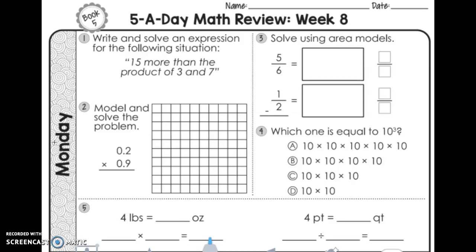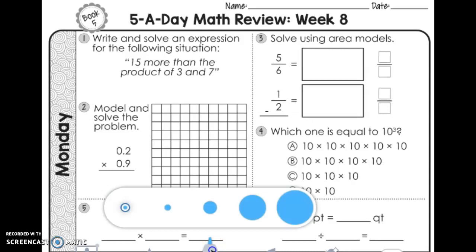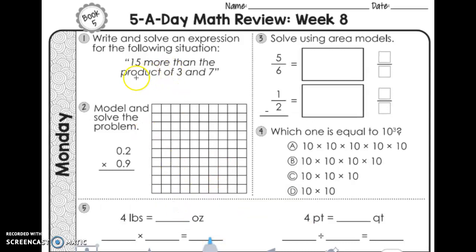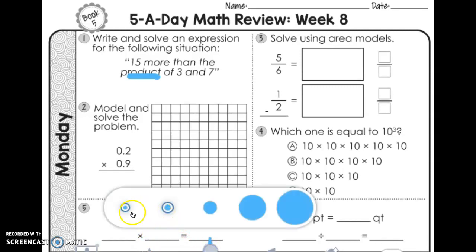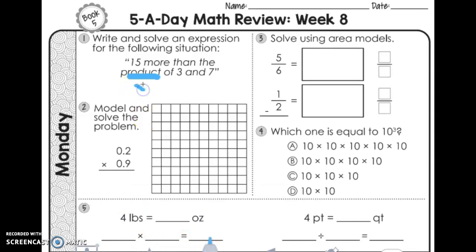Okay, so the first one is working with order of operations, and it tells us to write and solve an expression for the following situation. 15 more than the product of 3 and 7. Okay, so I see that math word. I know that product is the same thing as to multiply. And I see more than, which tells me I'm going to be adding.